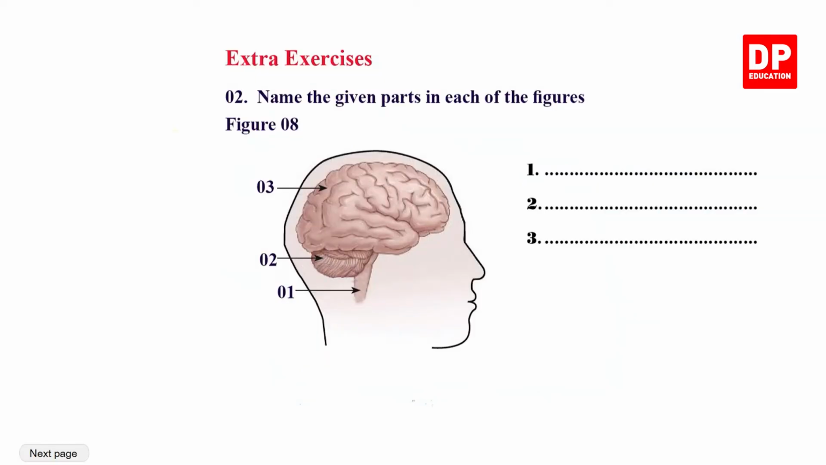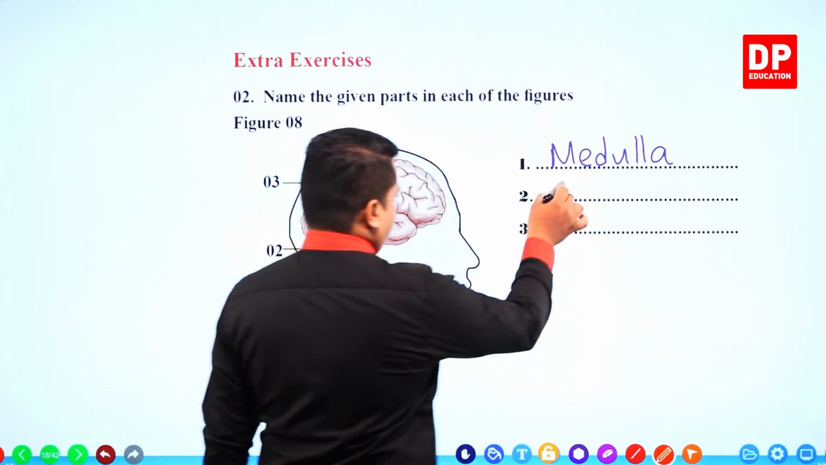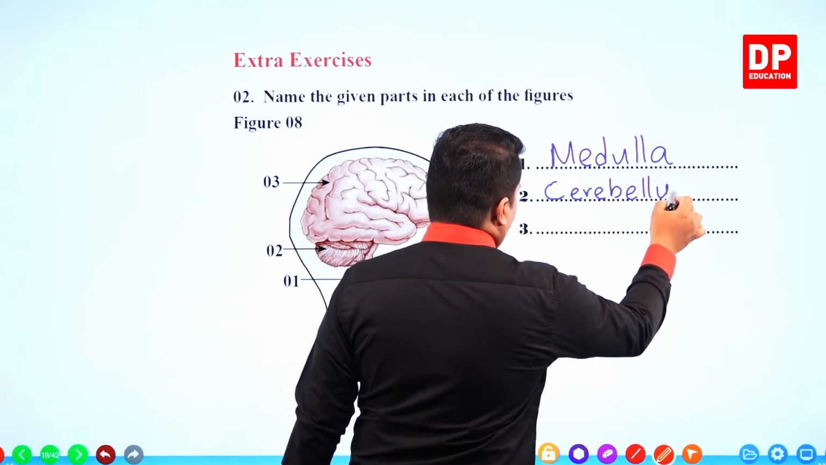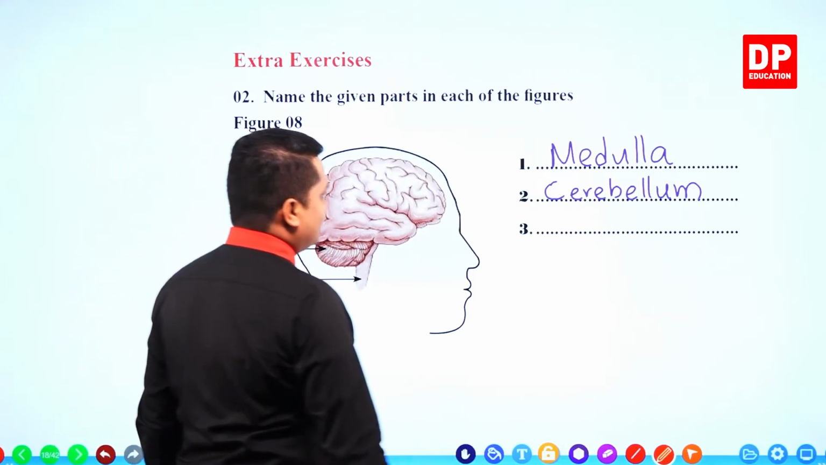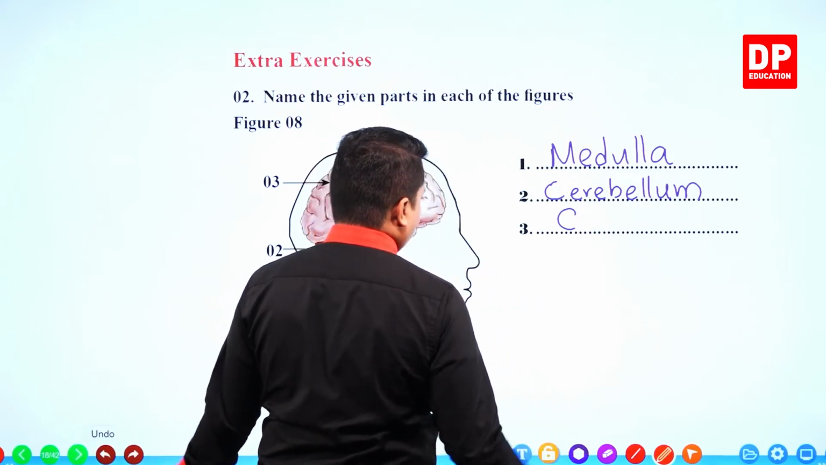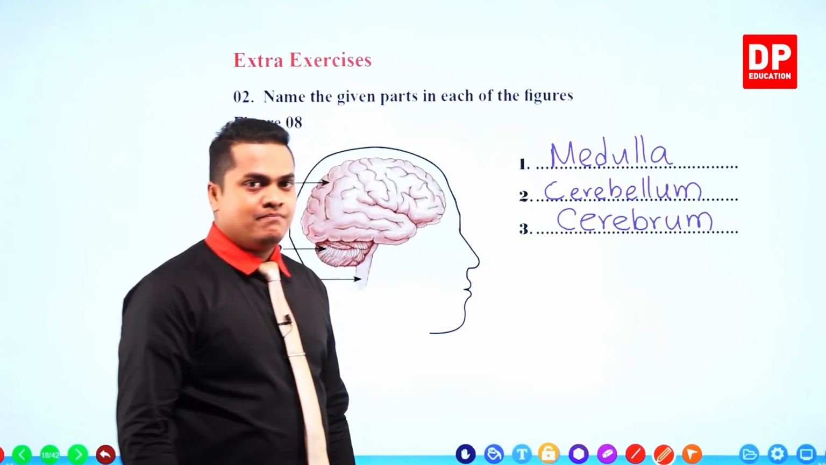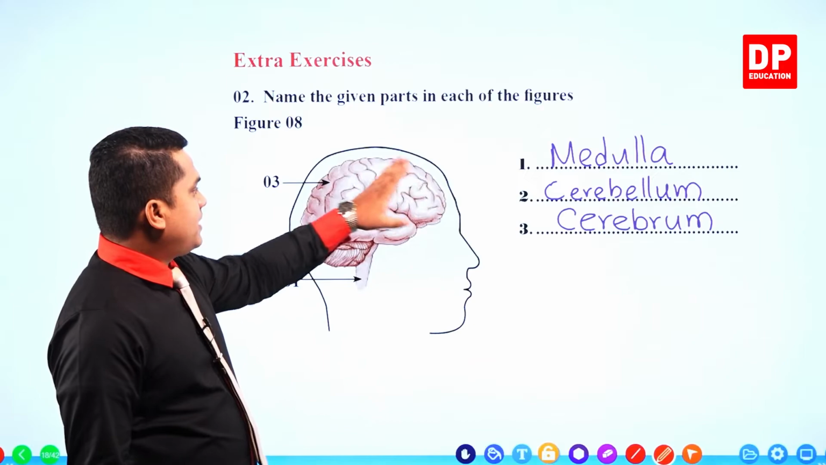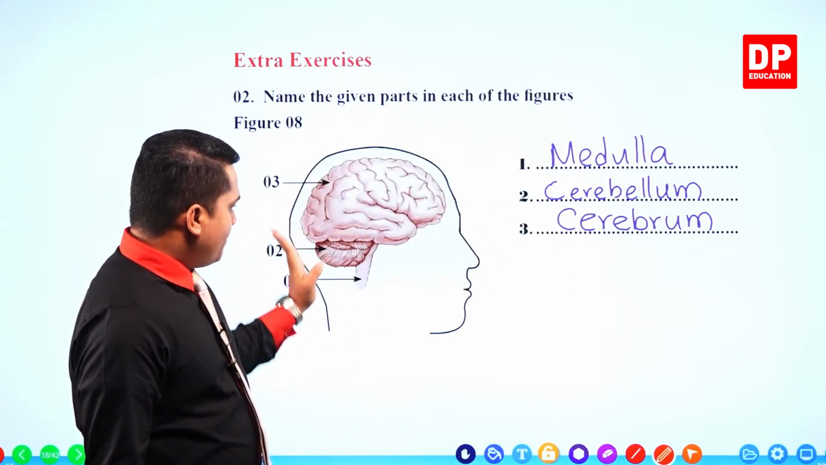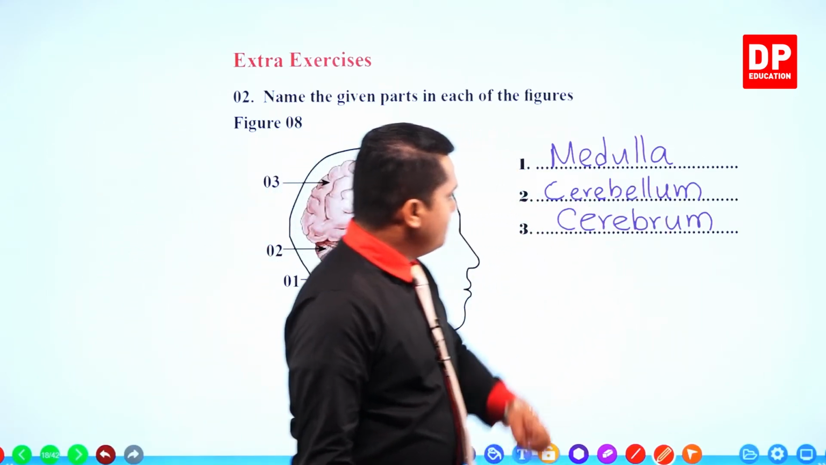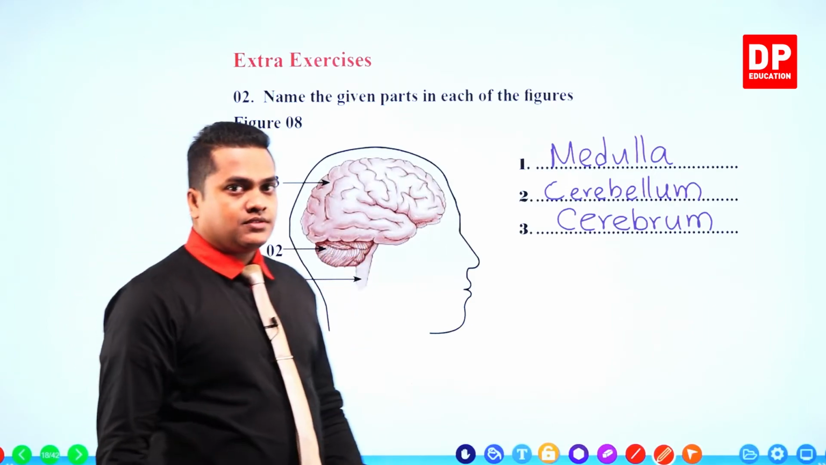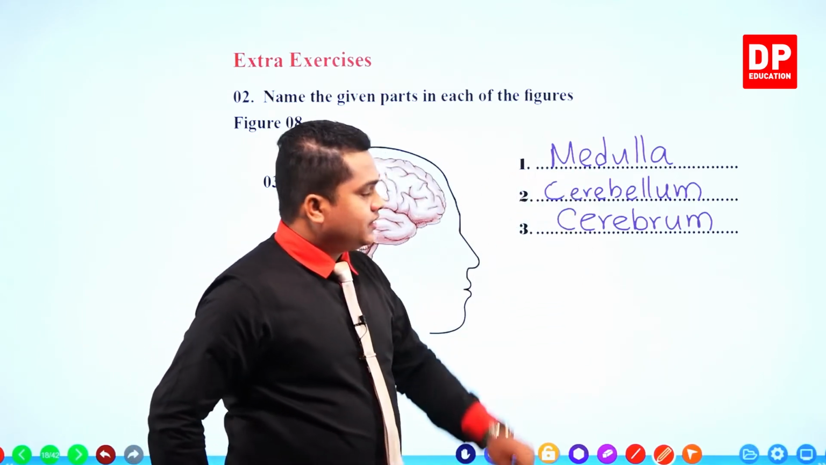Once again you are given a figure to identify the main parts contained in the brain. So number 1, this is the medulla. Number 2 is the cerebellum. Number 3, the third one, this is the cerebrum. Medulla, cerebellum and cerebrum. Okay. Right. So the largest part is the cerebrum. Beneath that you can observe number 2, the cerebellum. Then the starting part of the spinal cord, the medulla. Right then.